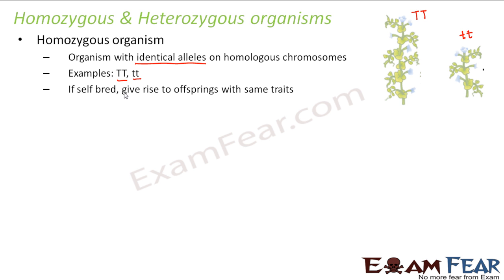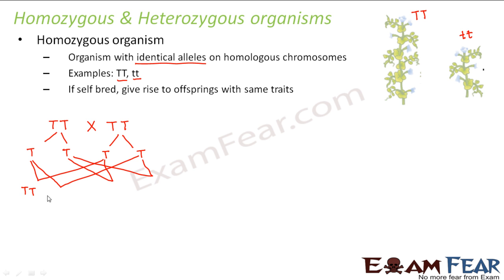Now, let us suppose that we self-pollinate the homozygous tall plant, that means tall plant with another tall plant. So now this tall plant has two alleles, T and T. Similarly, this tall plant also has two alleles. Now what are the possibilities which are possible? This T can combine with this, can also combine with this, or this can combine with this. So what do we see? In all the cases, we get homozygous tall plants, right? So all tall homozygous. So if it is self-bred, it gives rise to offsprings with the same traits.